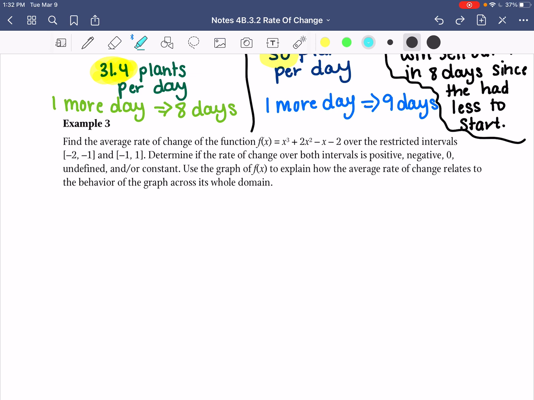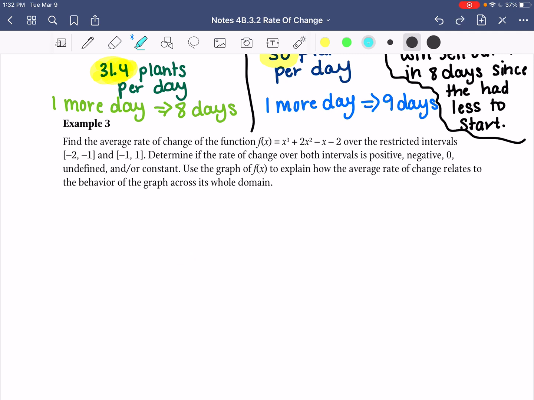Determine if the rate of change over both intervals is positive, negative, 0, undefined, or constant. So a positive slope would mean you have both the numerator and denominator are positive. Negative means the numerator or denominator is positive or negative, one or the other. The 0 means you have a 0 on top. Undefined would mean you got a 0 at the bottom. Constant, if it was like a line, it would have a constant slope.